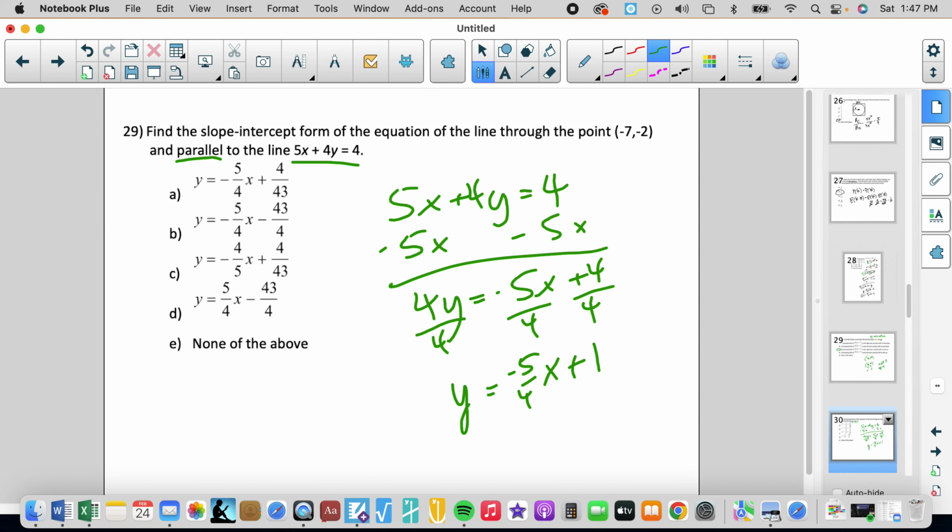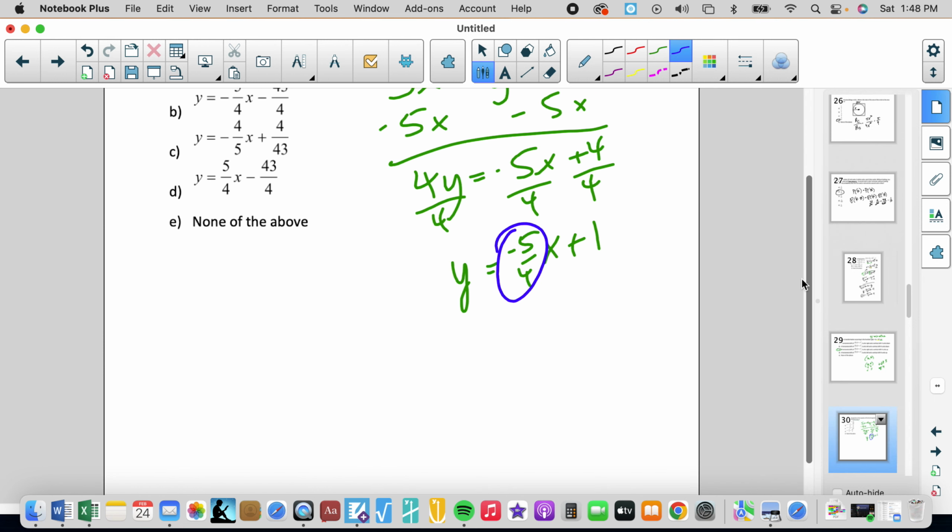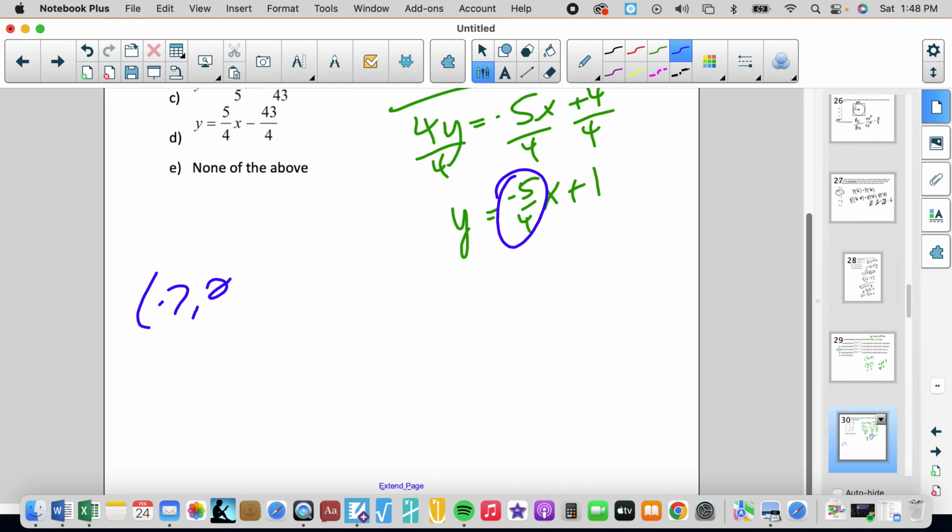It's parallel, so it's going to have the same slope. Parallel lines have the same slope. And I need it in slope-intercept form. So there's a couple things I can do. I can use point-slope form. What's the point I'm using? Negative 7, 2. Or I can put in y equals mx plus b and solve for b.